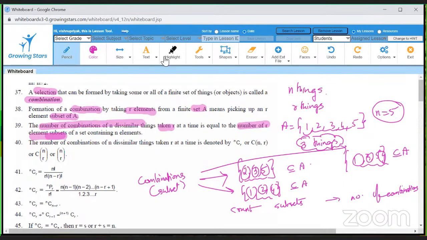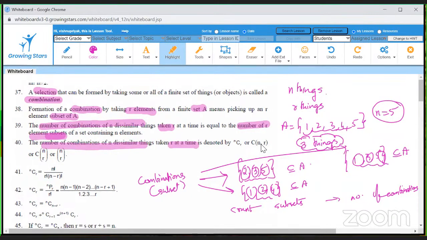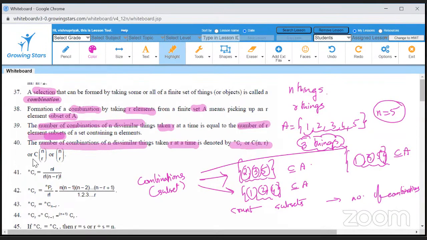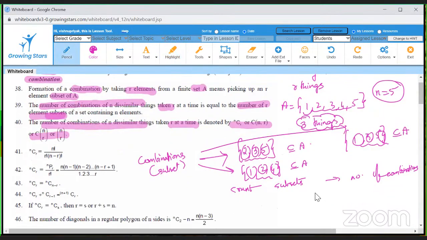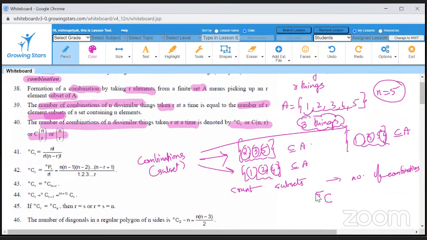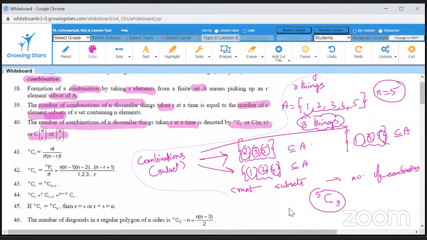And the number of combinations of n things taken R at a time is written as NCR or C(N, R), or like this or like this. So here in this example, total 5 things, number of combinations by selecting 3 things is 5C3. This is how I will write about combinations, in short, instead of telling in sentences.